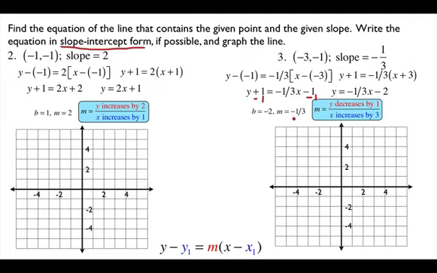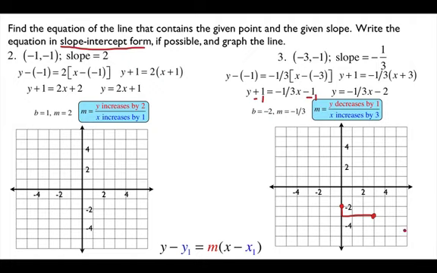Negative 2 for the y-intercept. My slope is negative 1/3. If I interpret the slope, it says y decreases by 1, x increases by 3. So I go to negative 2, my starting point on the y-axis, my y-intercept. Y is going to decrease by 1, so I'm here. X is going to increase by 3, so I'm here.